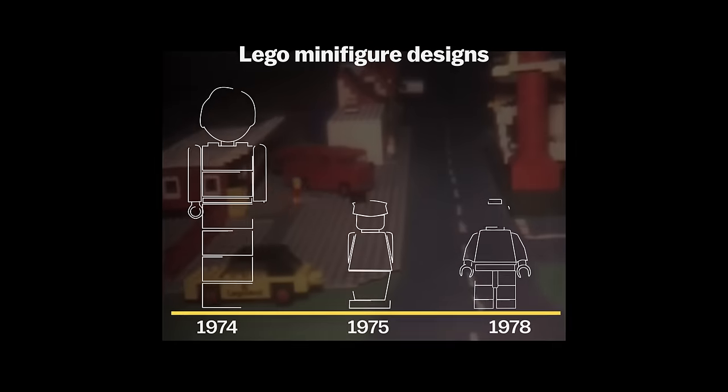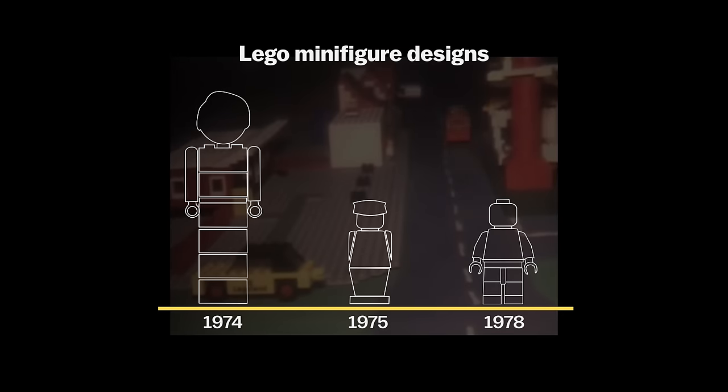Note that the people in this film are just little cylinder blocks. This was before any version of the minifigure design came out. Movies like this came to be known as brick films.